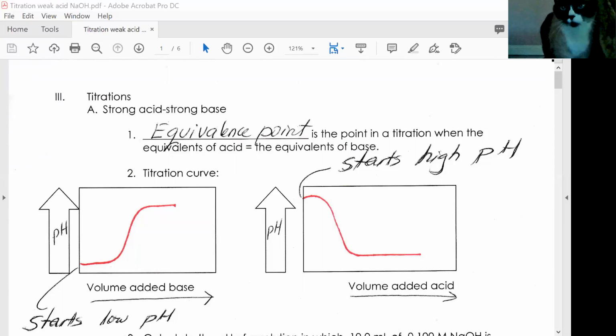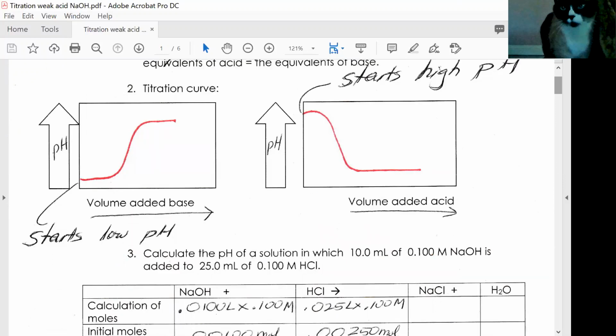So if you look at a pH curve, let's say that we start with acid and we're adding base. In other words, acid is in our beaker or Erlenmeyer flask under the burette. Sodium hydroxide is in the burette. So on the left-hand titration curve, you're starting with acid and you're adding base. So the equivalence point would be the inflection point in the middle of our curve. And then it plateaus off as you add more base.